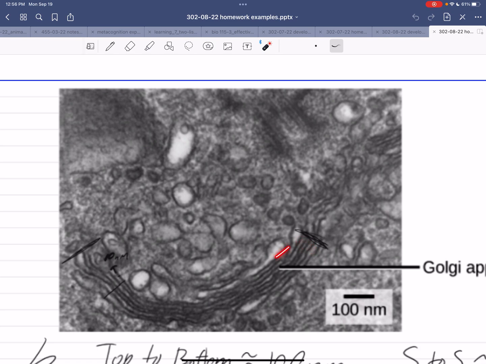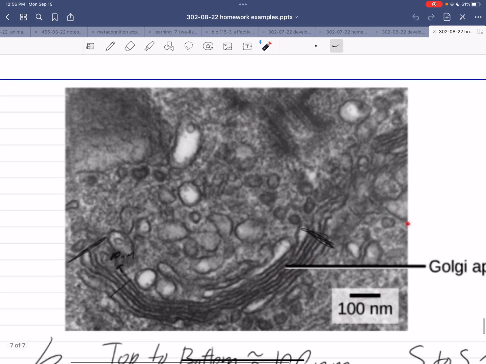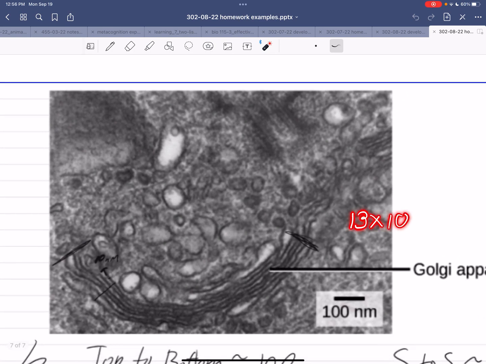So let's say here we've got 1, 2, 3, 4, 5, 6, 7 lines, and then we have 1, 2, 3, 4, 5, 6 white spaces between them. That's 13. The white spaces are about the same thickness of the line, so 13 times 7 to 8 nanometers gets us to approximately 100 nanometers. If you round it up to say 13 times 10, you'd get 130 nanometers, and I'd say close enough.